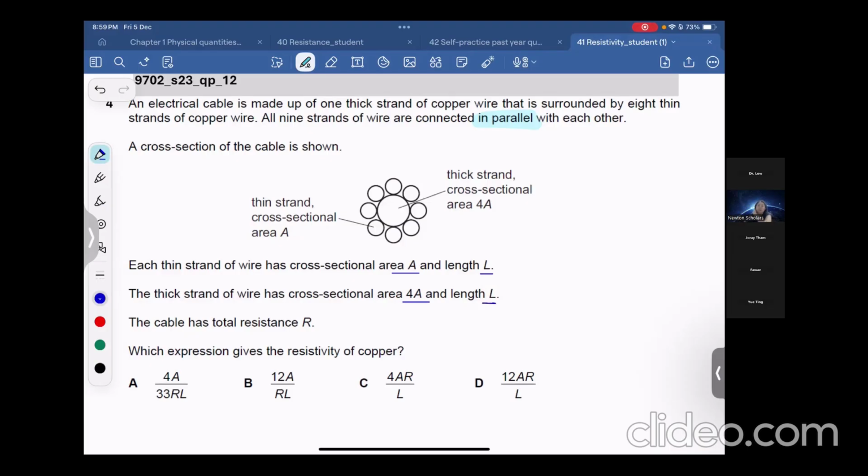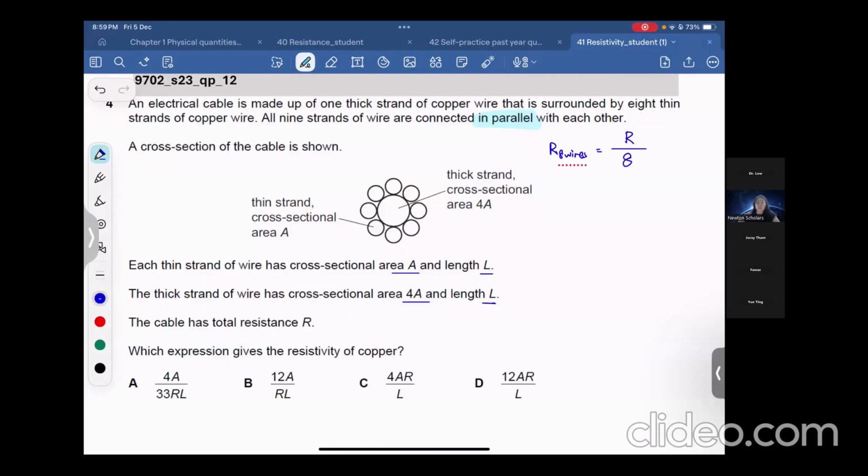When they are connected in parallel, we can calculate using 1 over R plus 1 over R plus 1 over R, then inverse it, right? Here, we can solve for the thin ones first, because their characteristics are all the same. That means the thin ones have the same resistance. We don't know the value, so we just put a resistance value first, R, and divide by 8.